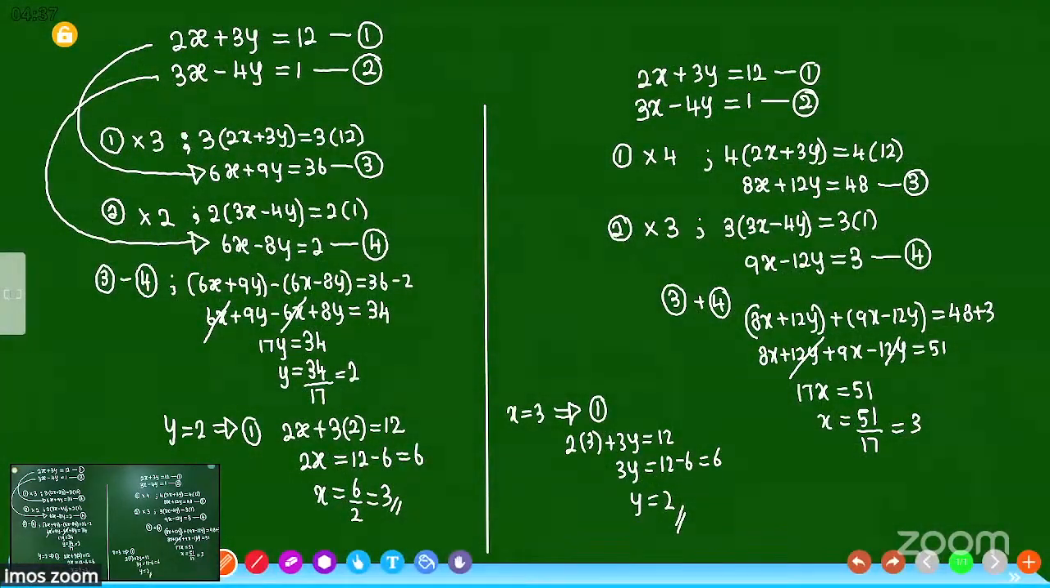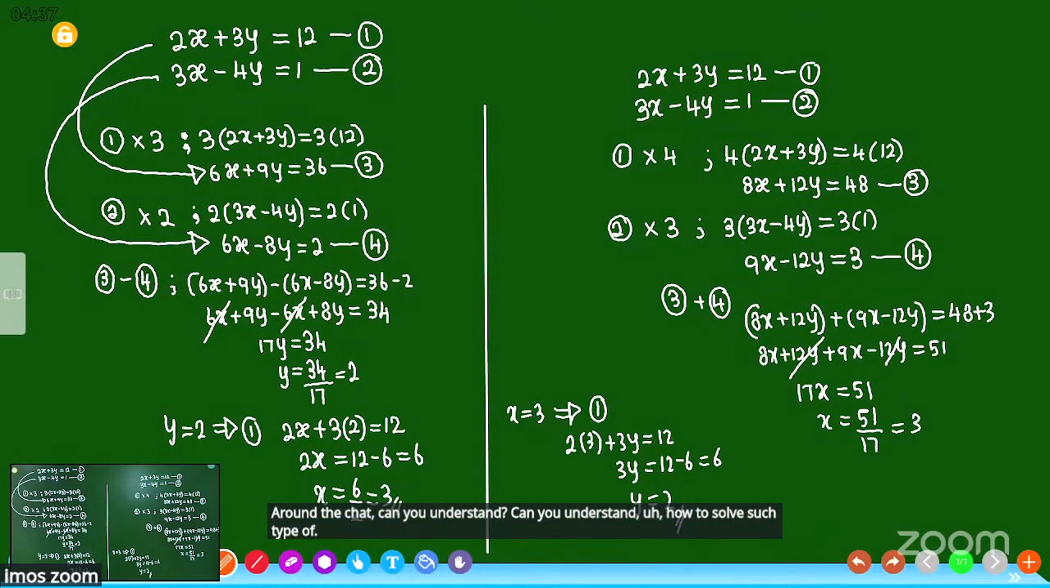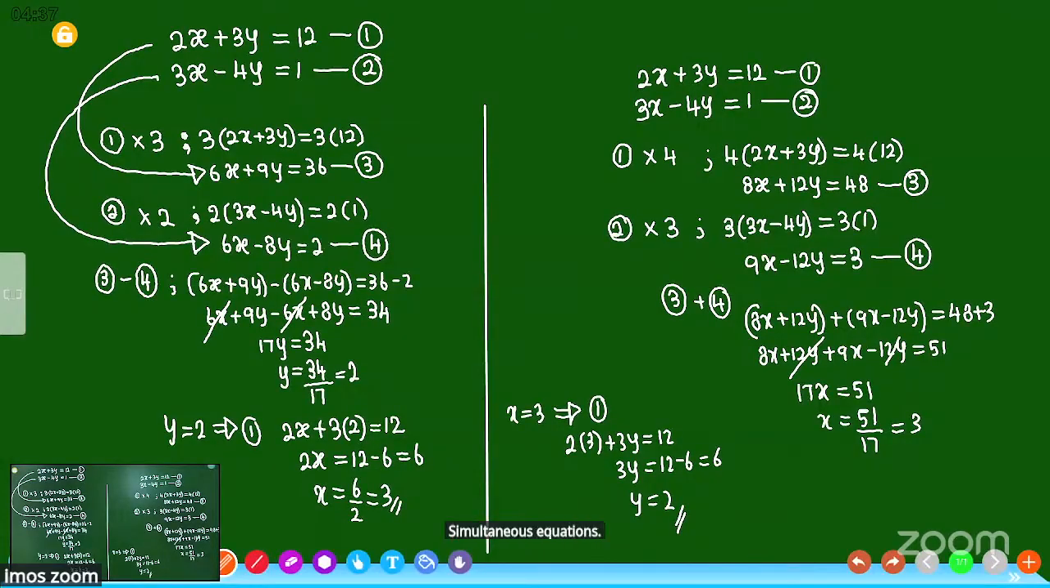Can you understand how to solve such type of simultaneous equations, that we have to build the coefficients?